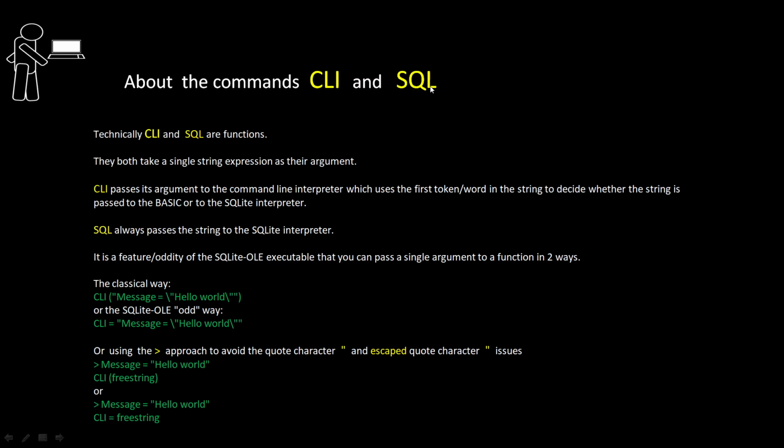And we've used these indirect inputs. We've used CLI. CLI always takes the string, looks at the first token or the first word, if you like, on the string and decides whether that token belongs to SQL or whether it belongs to BASIC. Well, actually it decides, does it belong to SQL? If it does, the entire string is given to the SQLite interpreter. If it doesn't look like an SQL command, then it's given to the default BASIC interpreter.